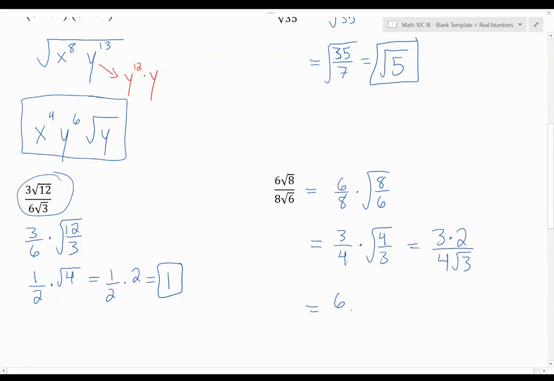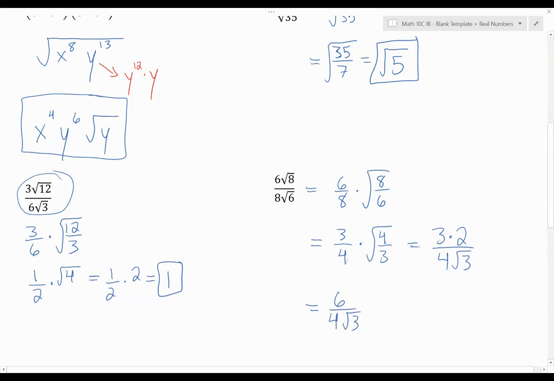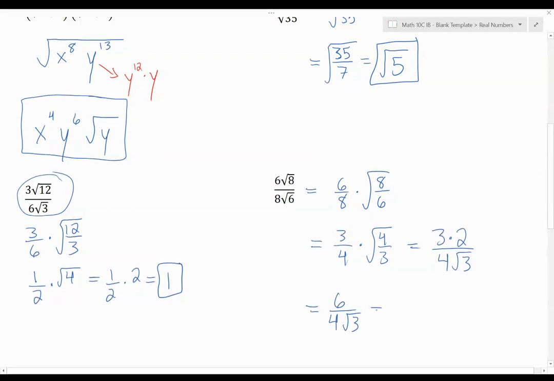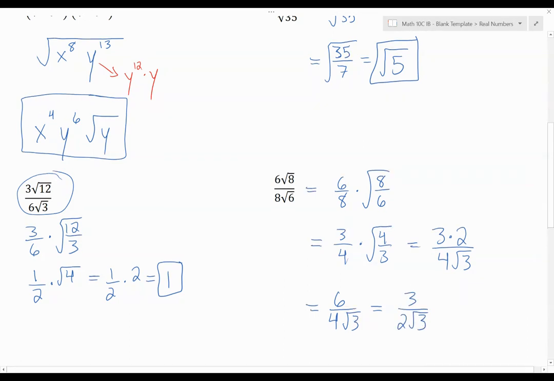So 6 over 4 root 3, but now I can actually simplify a little further because 6/4 simplifies. So I have 3 over 2 root 3. Now this technically is simplified. However, as a standard, we don't like to have radicals in our denominators.